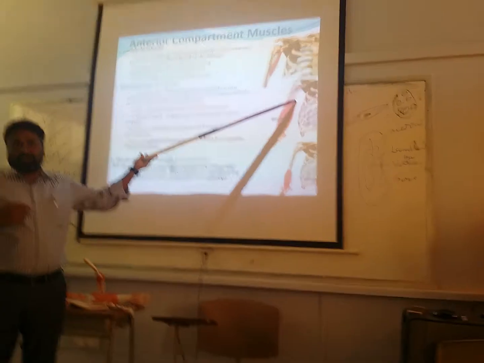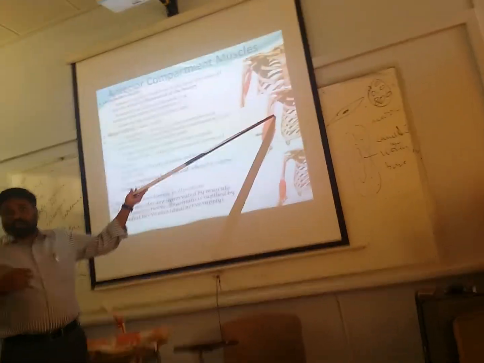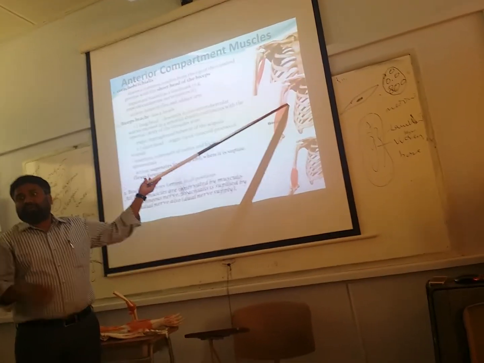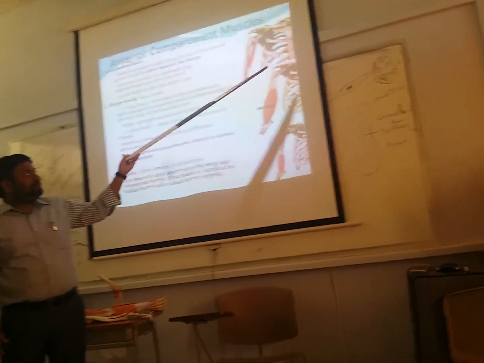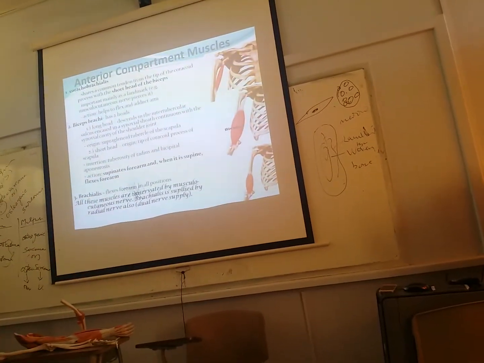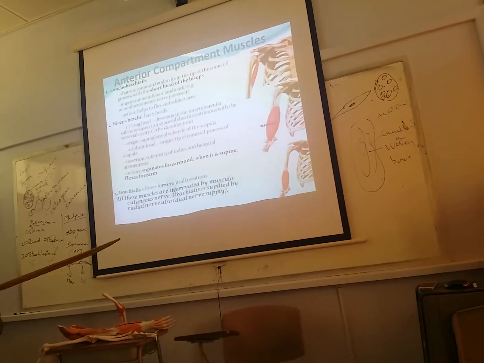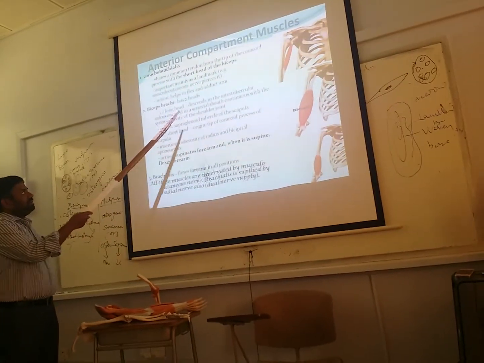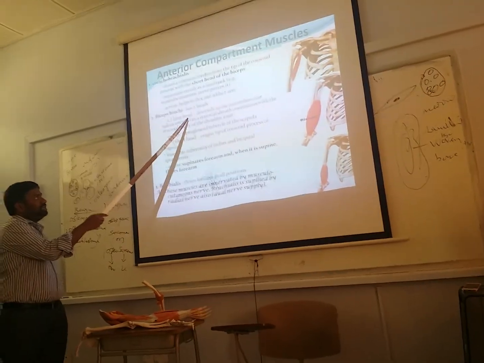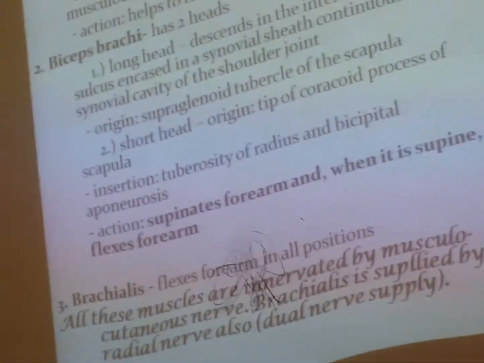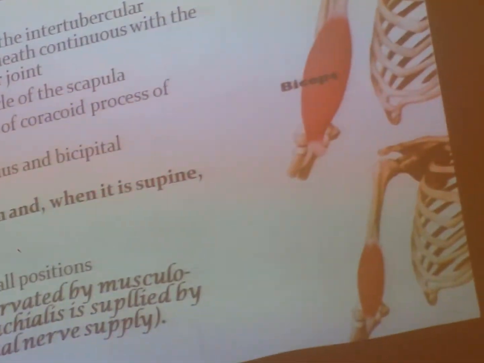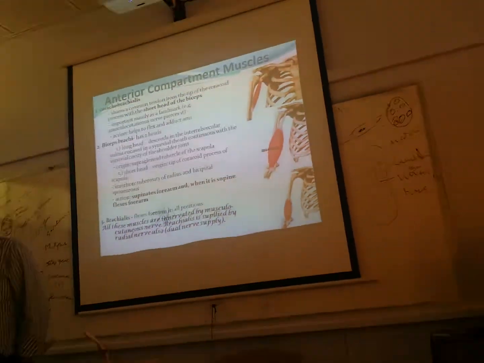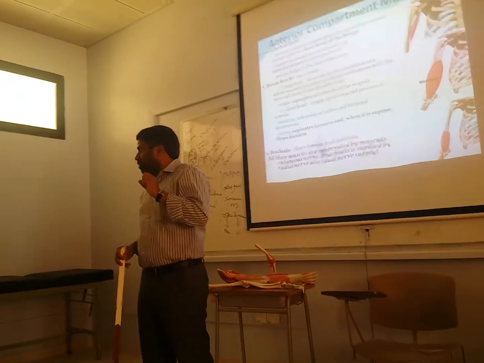So one head you already studied. What is that? Short head, along with the coracobrachialis from the tip of the coracoid process. Now coming to the long head, very important. Actually, I could not edit this slide here. For the long head especially, the origin is very important because it takes origin from the supraglenoid tubercle, which is within the capsule of the shoulder joint.